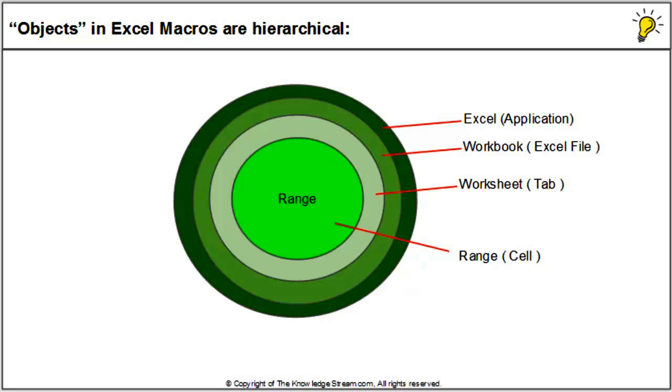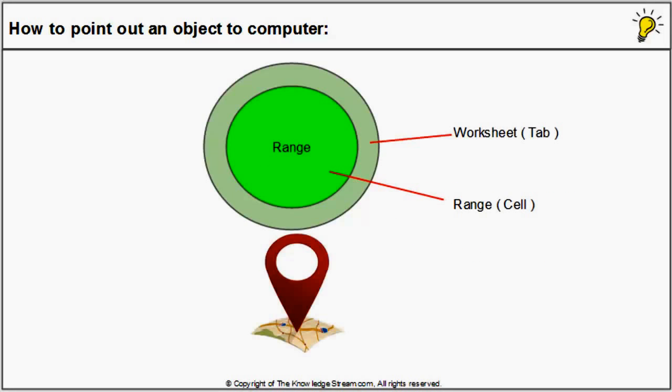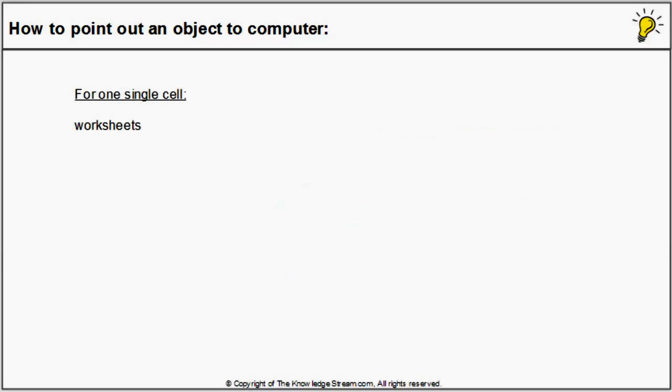To manipulate an object, we need to specify to the computer which object is to be manipulated or read. You can also visualize this as an address of the object in the workbook. Usually the address assigned to a range is the name of the tab and the coordinates of the range.